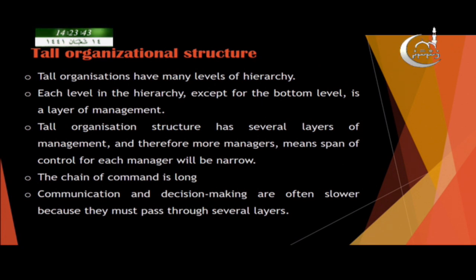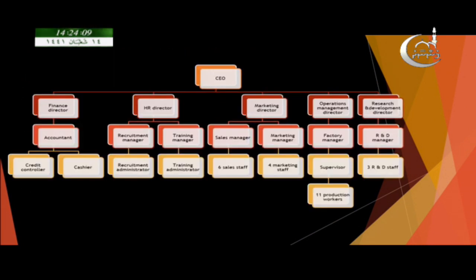The chain of command is long, that means from top to bottom the number of levels is more, so it is difficult for messages to get through. The chain is longer, which means the chain of command is long. Then communication and decisions are often slower because they must pass through several layers. This we will discuss using a structure. This is a structure for a larger organization. We are going to see that this is a tall structure.